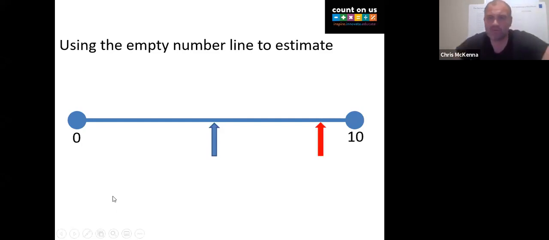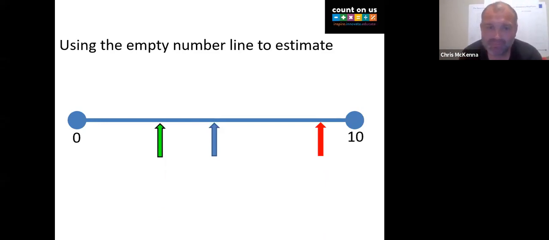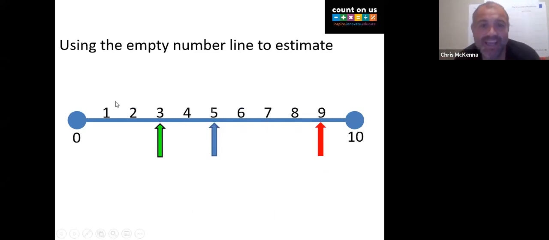Now I'm going to get the red arrow to point at another number. What number do you think that's pointing at? Get an answer. And finally, we've got a green arrow. What number do you think that green arrow's pointing at? And let's see if you got it right. Sorry, I get carried away sometimes. 3, 5, and 9. Did you get those answers right? If you did, give yourself a wee pat on the back. Well done, guys. Okay, let's try another one.